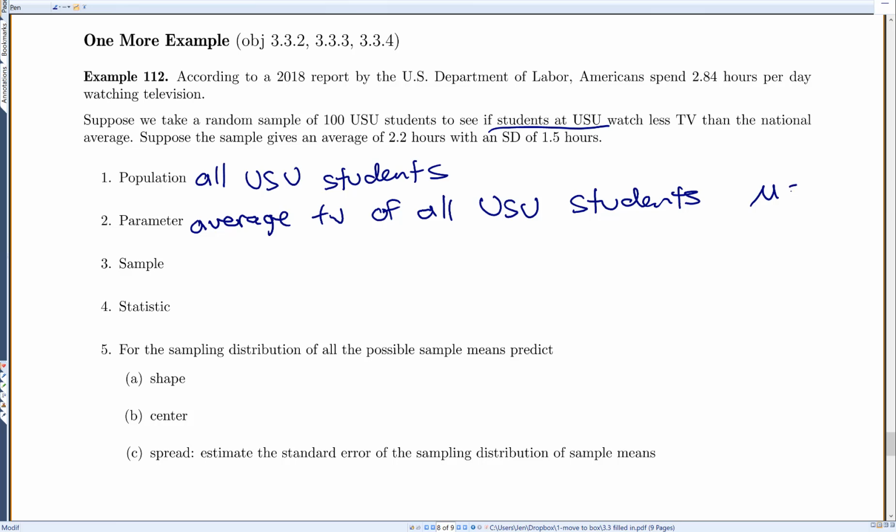We'd use the symbol mu, and do we know what that is? We don't actually know what that is. We want to do a test to see if it's less than 2.84 hours, but we don't actually know what it is. Okay, my sample is the average TV of the 100 USU students.